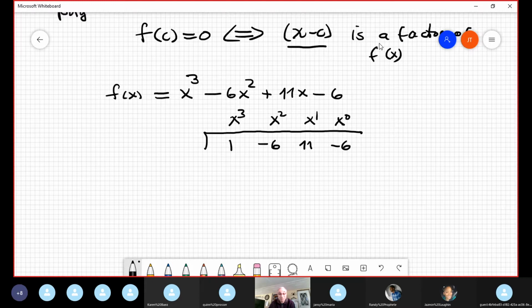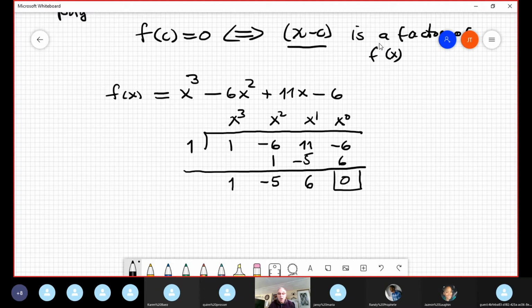So I make a decision. I don't know why, I want to explain after. Divided by 1. Okay, bring down this 1. 1 times 1 is 1. Negative 6 and 1 is negative 5. Negative 5 times 1 is negative 5. 11 minus 5 is 6. 6 times 1 is 6, and remainder 0. Wow, I got it. Therefore, the super fantastic conclusion is that the factor x minus 1 belongs to this polynomial. Yeah, I do the factorization without factorization using synthetic division.